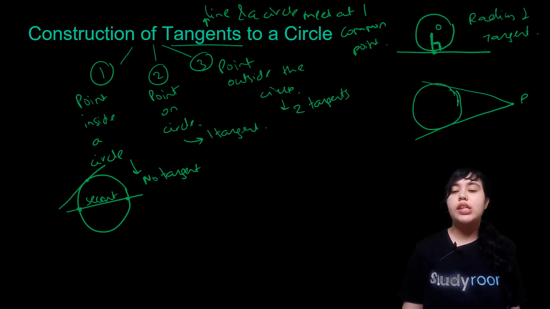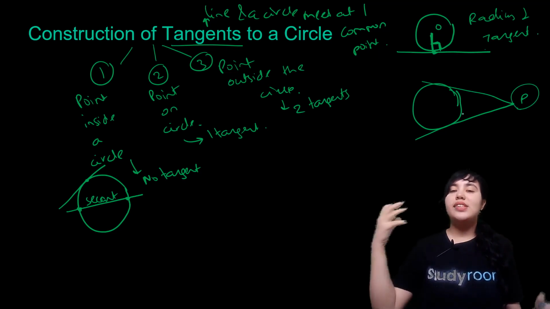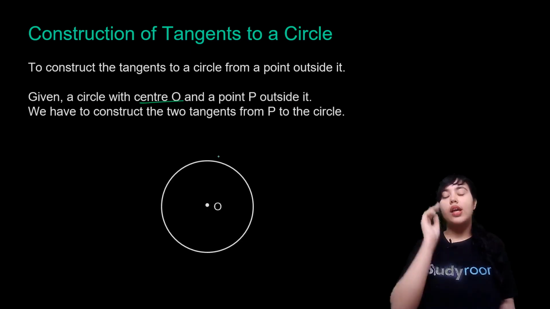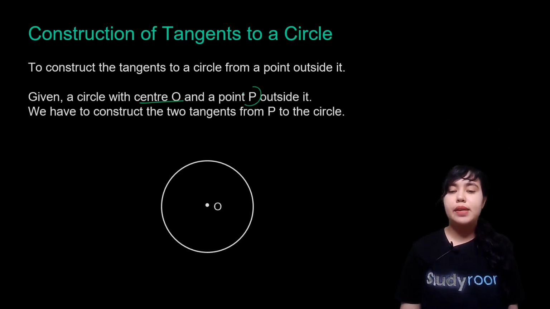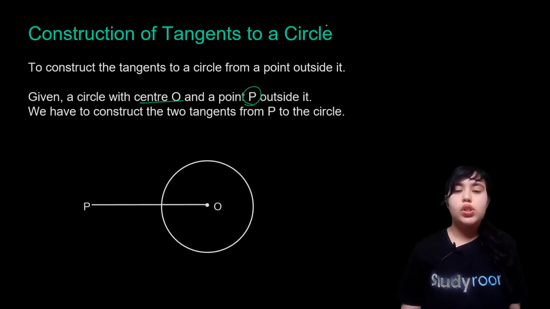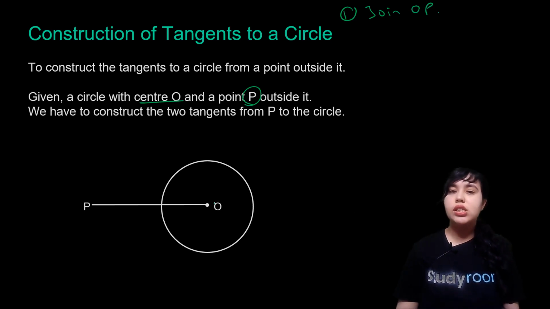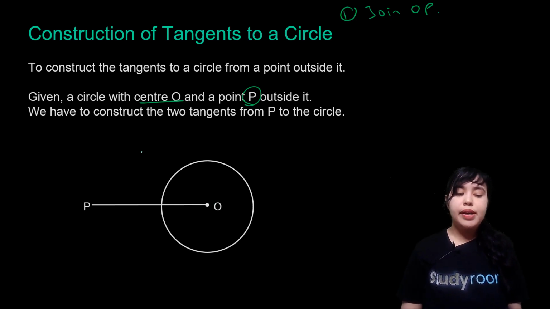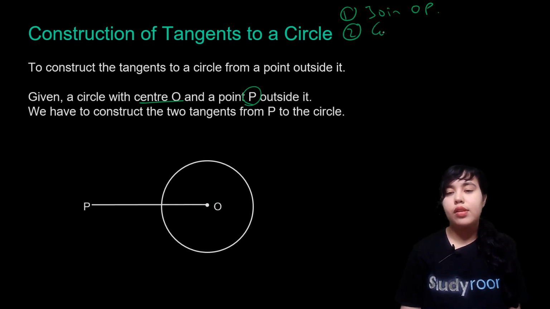But now we'll be focusing on this external point case: how will you construct the two tangents from an external point? For that, consider a circle with center O, and you take an external point P. You have to join the two points, O and P. So first of all, you join OP, joining the center of the circle with this external point P. Now you have to construct the perpendicular bisector of OP.